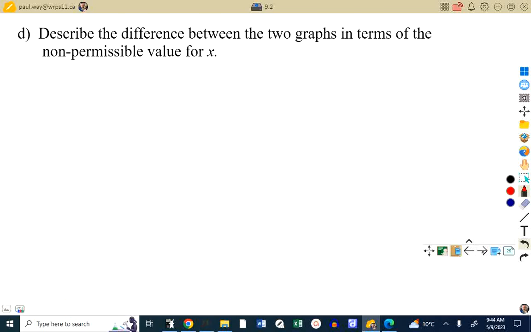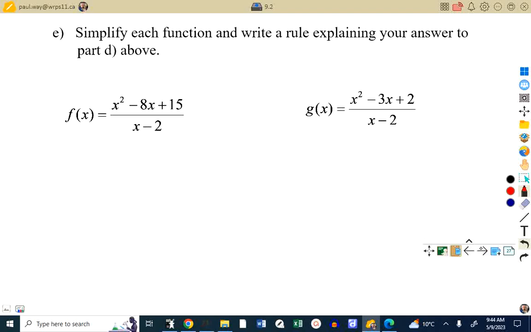Okay. D, describe the difference between the two graphs in terms of the non-permissible value. Well, I've already done that. I think you've probably written it down as well, that there's a vertical asymptote at x equals 2 for f of x, and there's a hole at x equals 2 for g of x. That's the difference. Now, how would we know that without a graphing calculator? Well, there's a rule, and we're going to develop this rule right now. It says simplify each function and write a rule that connects the simplified forms of this to what we've discovered.